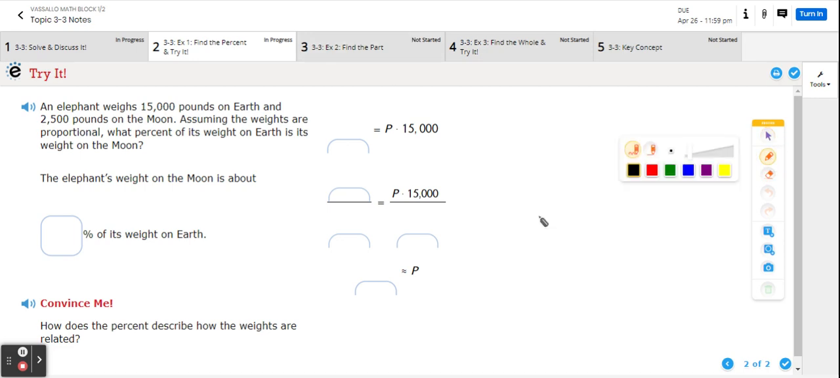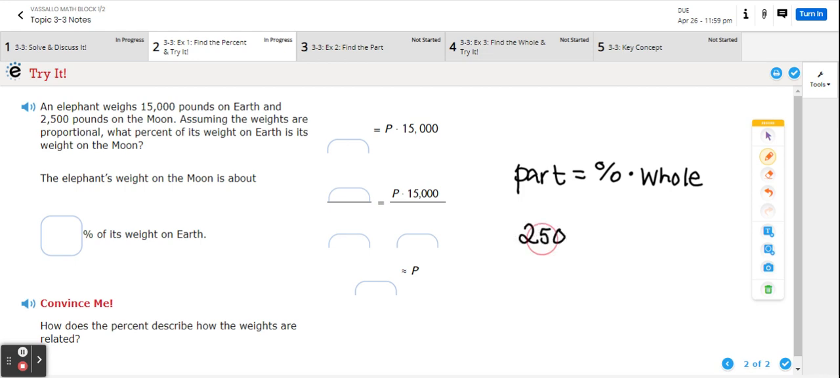All right, so our equation is that part is equal to the percent times the whole thing. The whole thing is going to be the 15,000 pounds, and the part is going to be the 2,500 pounds. So I'm just going to write this separately. You guys can fill in the boxes if you want to, but it's going to be 2,500 is equal to whatever the percent is. That's what we're trying to figure out. So that's our variable times the whole thing.